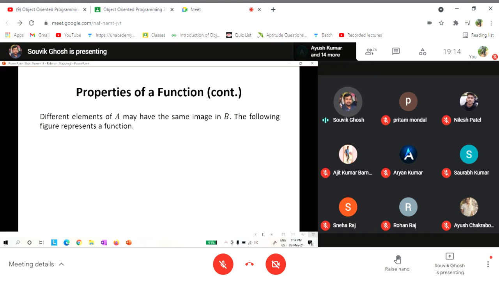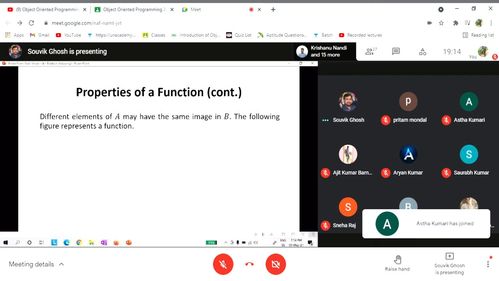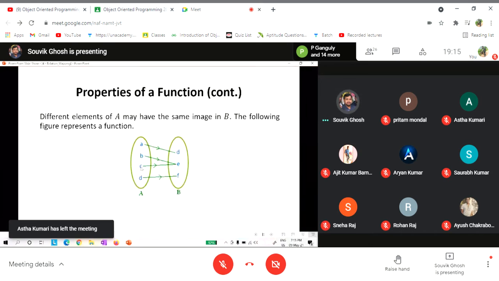So the next property of the function is different elements of A may have the same image in B. It may happen that two or more than two elements may have the same image in the codomain. In this example, you can see we have B and C, and they are both related to an element E in the set B. So this may happen in a function.